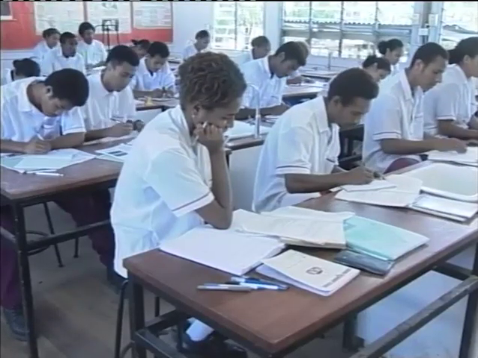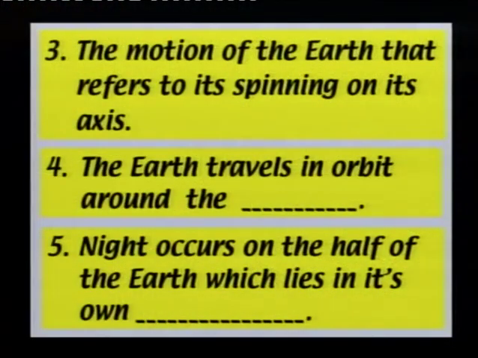Question 3 reads, the motion of the Earth that refers to its spinning on its axis. So you've got to write down what is the word that we use to describe that motion. Number 4, the Earth travels in orbit around the blank, the appropriate word that should go in that space. And number 5, night occurs on the half of the Earth which lies in its own blank. You have 3 minutes for those 3 questions.